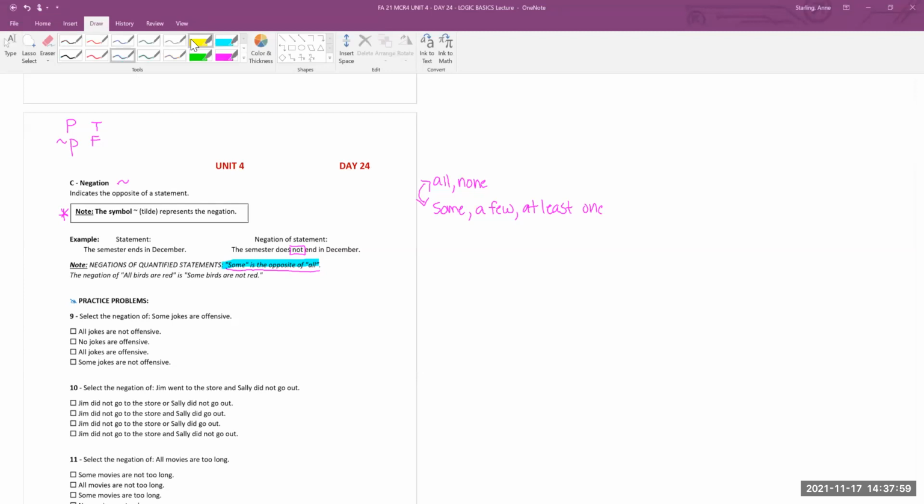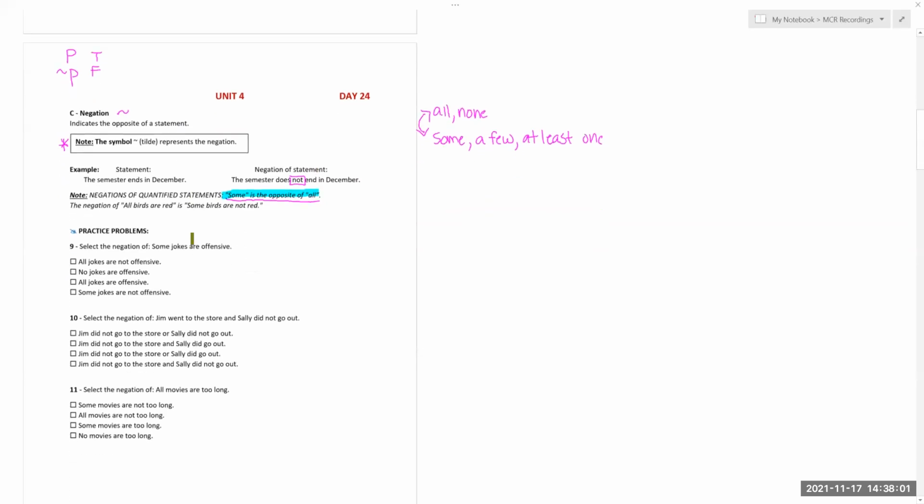Okay. So we want to go through here and select the negation. Some jokes are offensive. So I'm looking for an all or a none that could do this. So I could say all jokes are not offensive, or I could say it the other way, no jokes are offensive. Both of those are correct. So some jokes are offensive means I either need to all or nothing it. Either all are not offensive or none are offensive. They're saying the same thing.